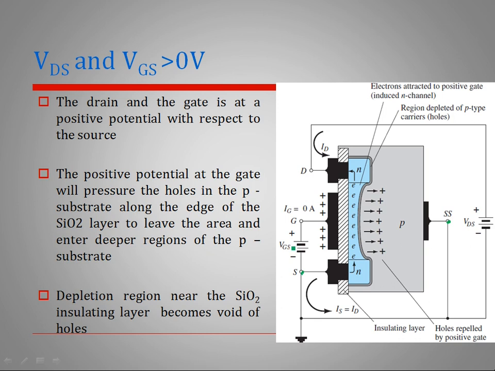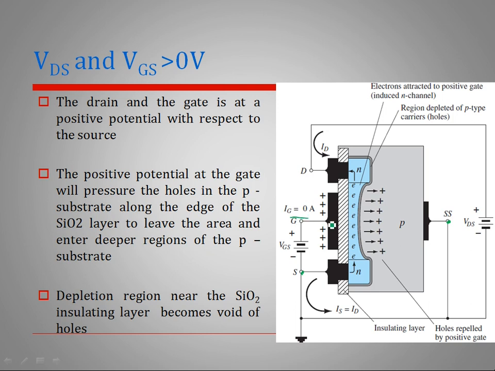What will happen? So, the drain and gate are at a positive potential with respect to the source terminal. Drain is at a positive potential because of this VDS, and gate is at a positive potential with respect to source because of this VGS. Now, since this is at a positive potential, of course, there is no current flowing through the gate, isn't it? So, Ig is 0.